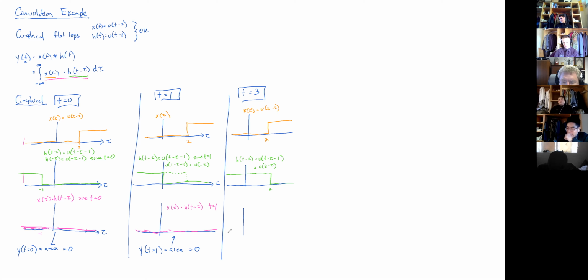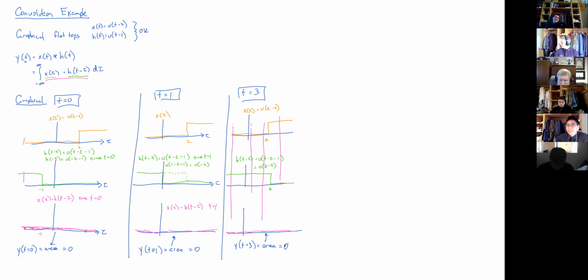And, well, we still have the same thing, don't we? When we multiply them through piece by piece, when we multiply over here, we get 0. When we multiply around here, this is 0, so we still get 0. When we multiply over here, this is 0 up here, so we still get 0. When we multiply them over here, this is 0, so we still get 0. So therefore, we've shown that y of t equals 3, which is the area underneath this curve, remains 0.